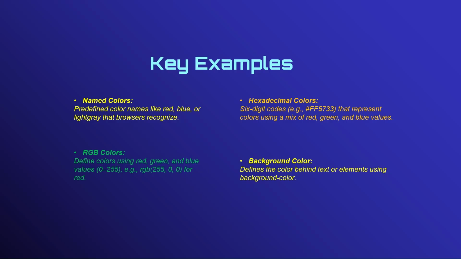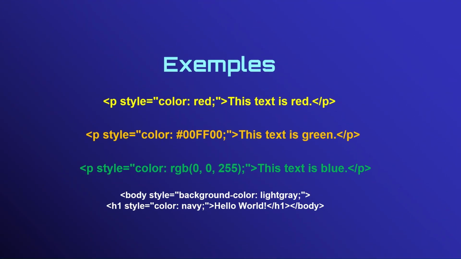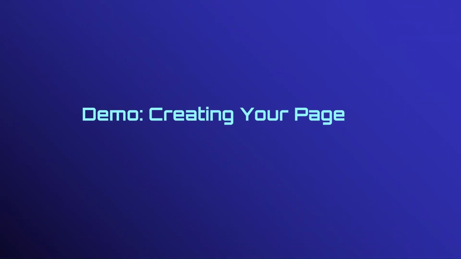We also have background colors. It defines the color behind text or elements using background colors. By the time we get into the practical section of today, you will see how all this plays out. These are some of the examples we are going to be seeing by the time we start styling our web page in today's tutorial. So I will want us to now go to our VS Code and do some practical.